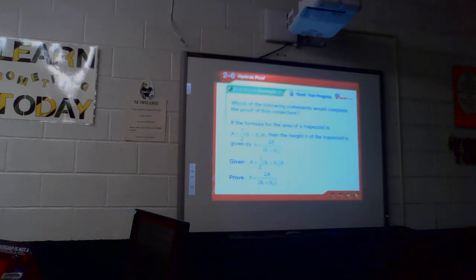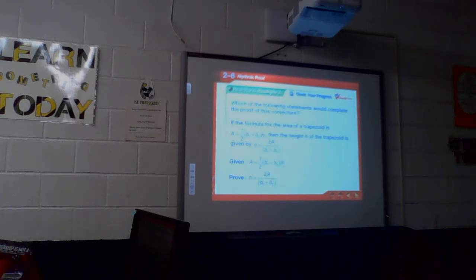So, if the formula for finding the area of a trapezoid is 1/2 (b1 plus b2) times h, how can I get h to be all by itself? That's basically what it's saying, right? Okay. So, here's my given, here's my proof again. What's my first step? The given. Okay. What would be my first step in solving for h in this problem?